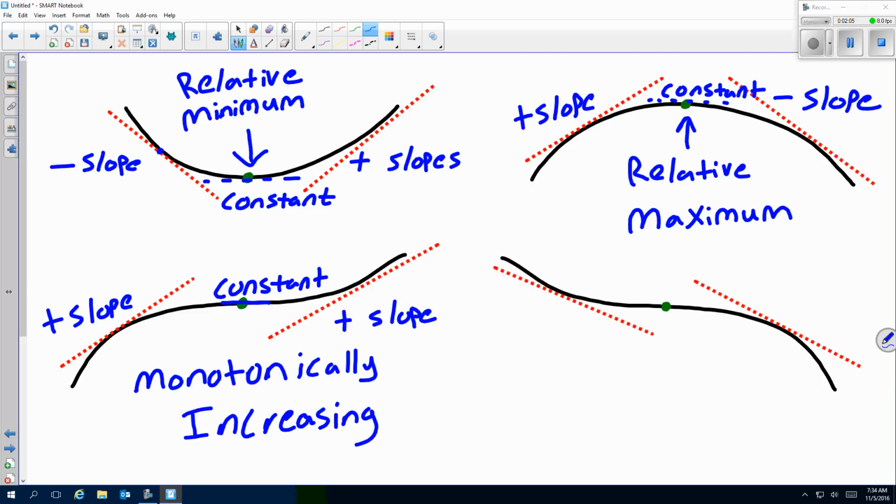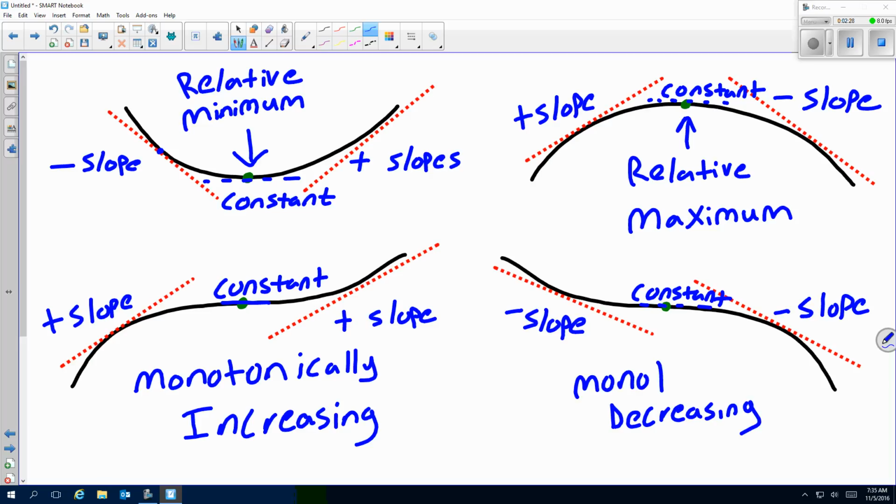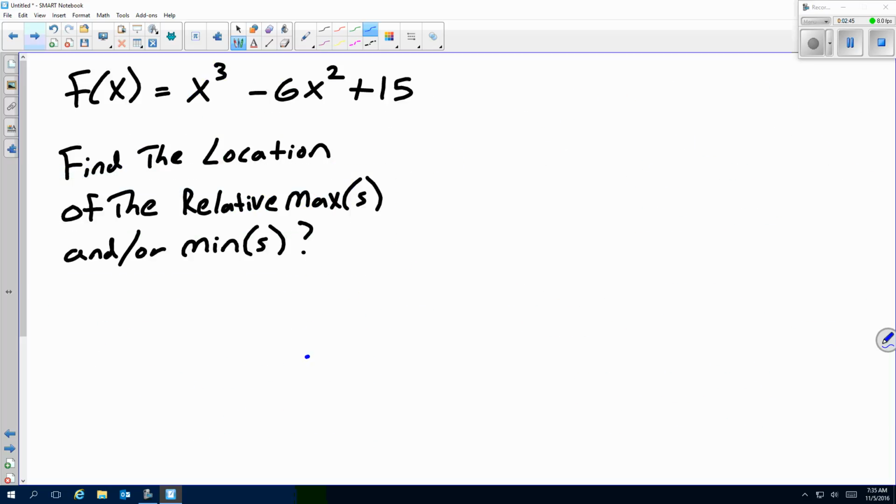And same thing goes, I can have a function that has a negative slope, and it can even stop, take a little break, have a constant slope, and then carry on his way with another negative slope. And we say this function is always decreasing, or it's monotonically decreasing. Okay? Now, we can find all this information out by using the first derivative test. We're talking about slope a lot in this unit, and lucky for us, the first derivative gives us slope.